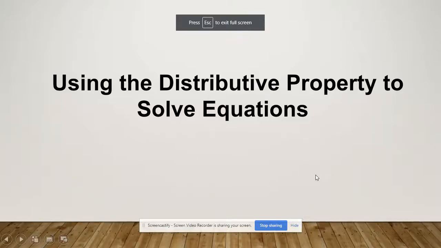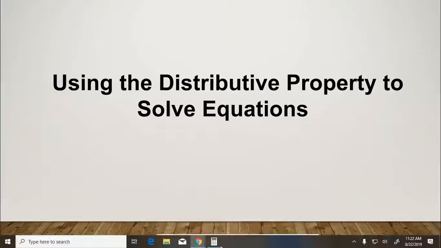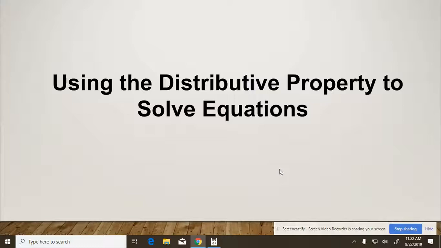Hi gang, today we're using the distributive property to solve equations. So if you're not familiar with the distributive property, I'm going to make sure you got it down today. I promise by the end of the lesson you will be mastering equations with parentheses using the distributive property.